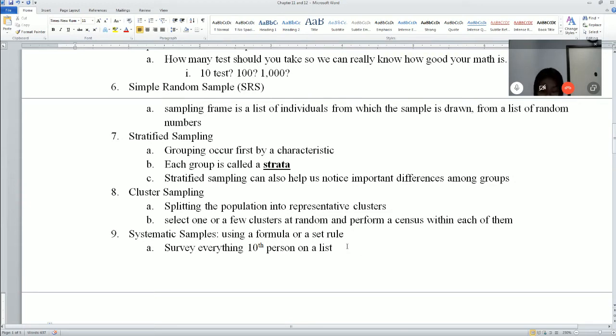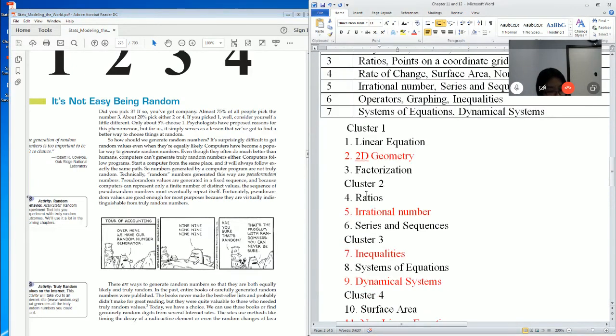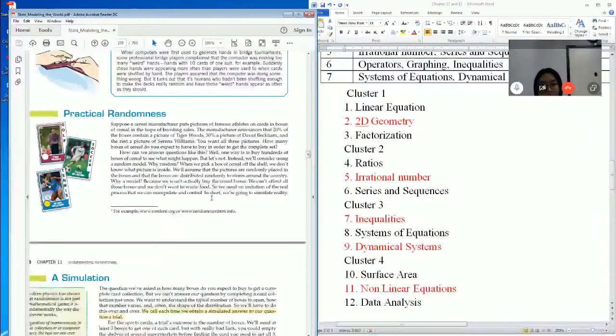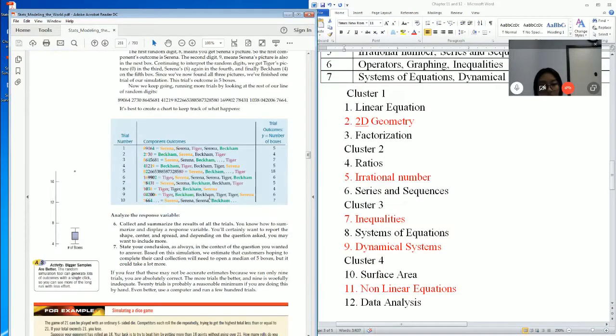So that's the survey part, right? Lastly, it's the idea of the survey. There's a systematic sample, where you use a rule to pick. So the rule could be I make you take every third test. In our scenario, I'm going to make you take factorization, then series and sequences, dynamic situations, then data analysis. Do you see how I'm using a rule to generate my trials?